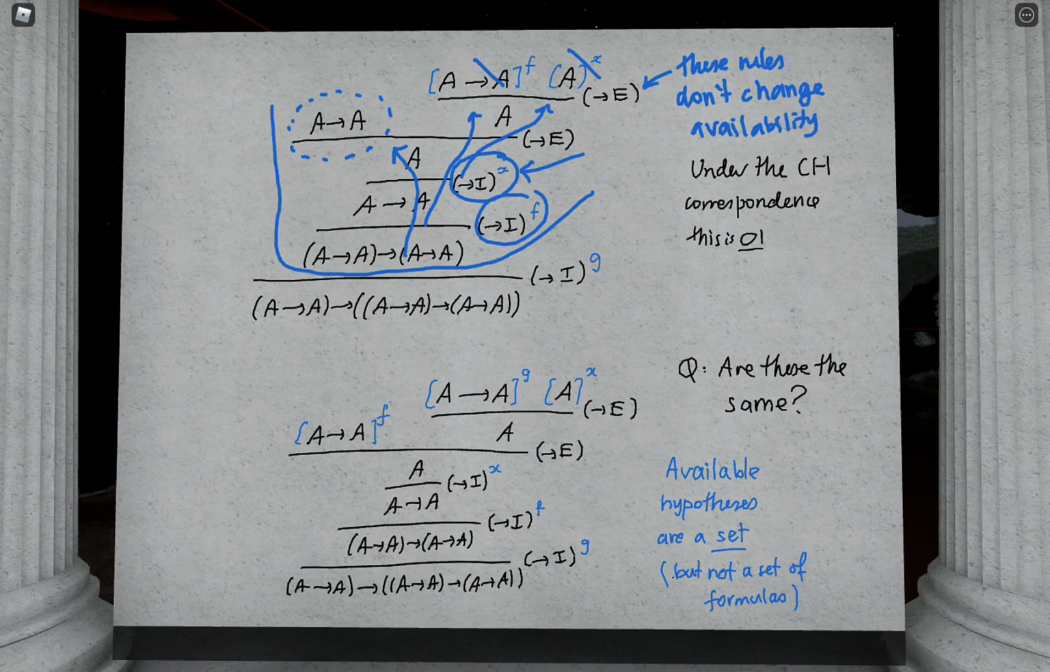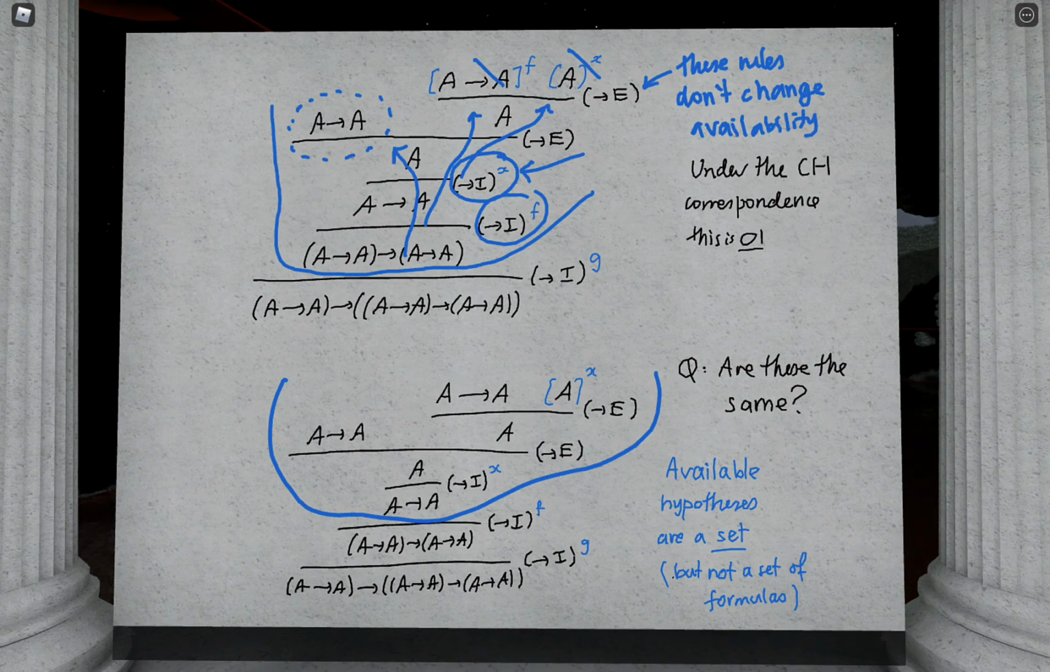To be clear, if it was a set of formulas, that would mean that, let me now mess up the second copy, if the available hypotheses was just a set of formulas, then what would be available here at this moment of this deduction? Well, it would just be A implies A, right?